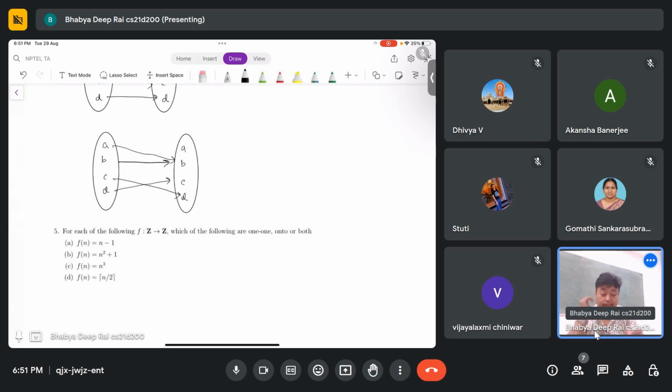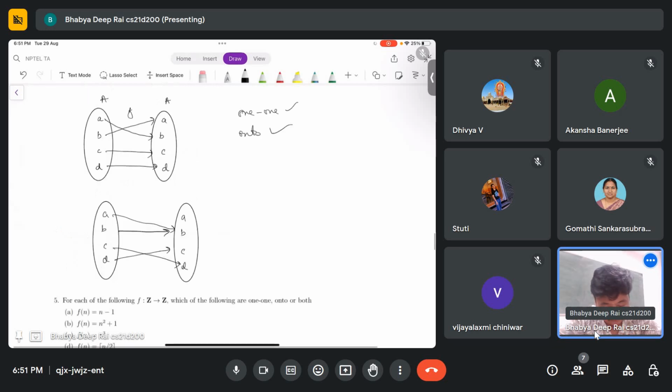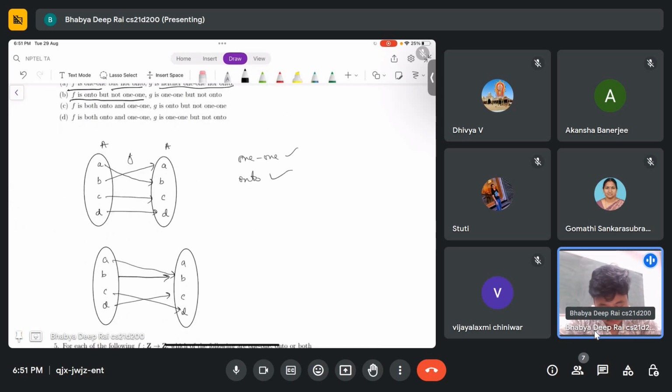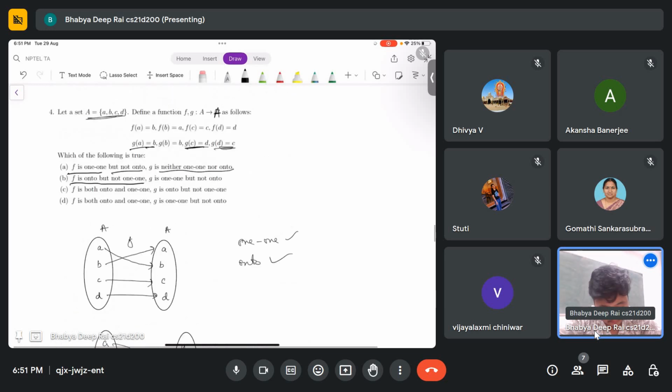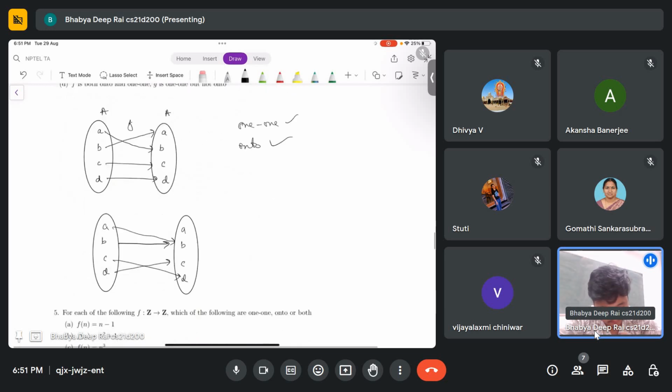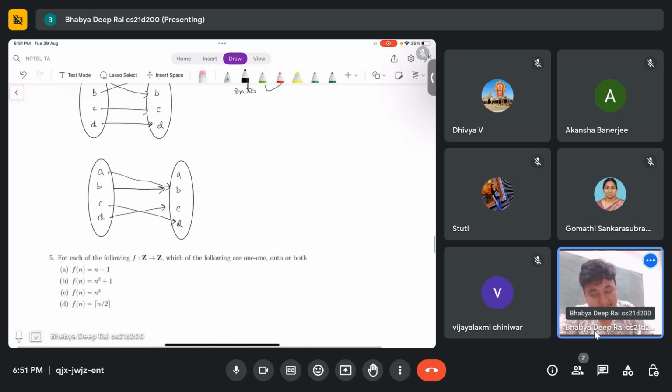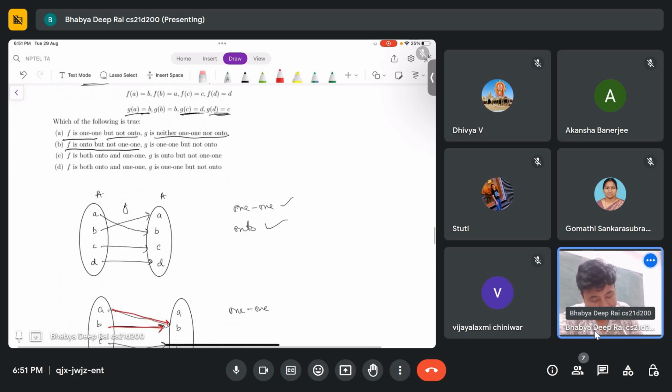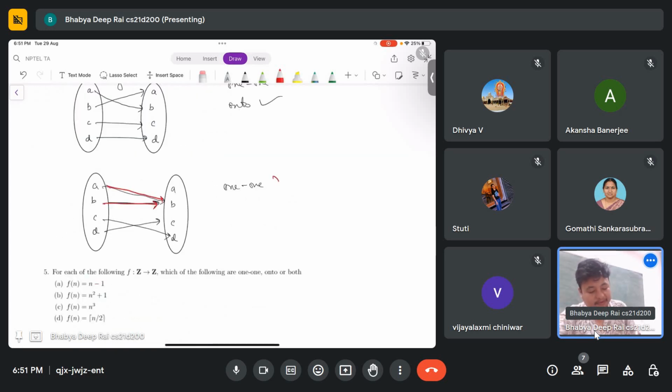G of B equals B. Yeah, okay. So I think there's something wrong in the option. Anyway, here do we check whether this is 1-1 or not? Is this element 1-1? No, it is not 1-1 because this exists. Right. G of B equals B. Yeah. So this causes it not to be 1-1.